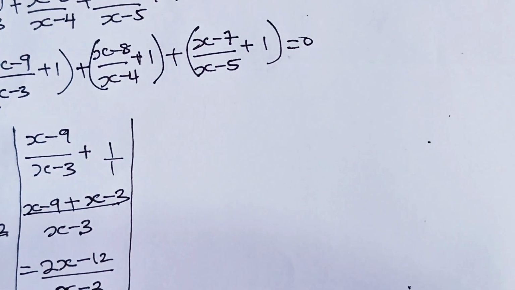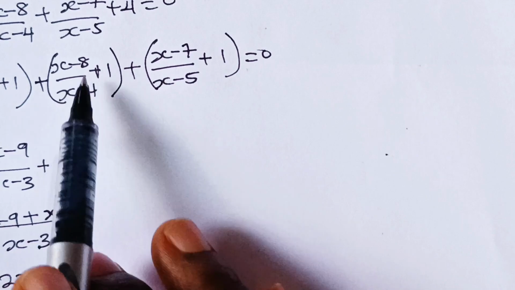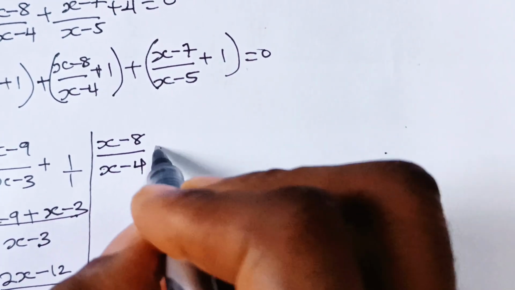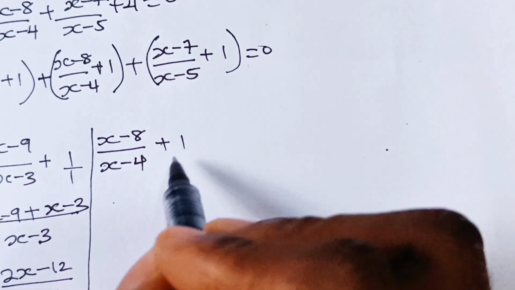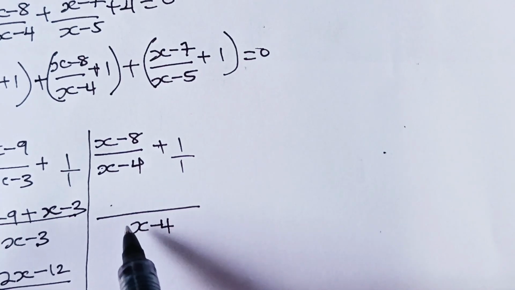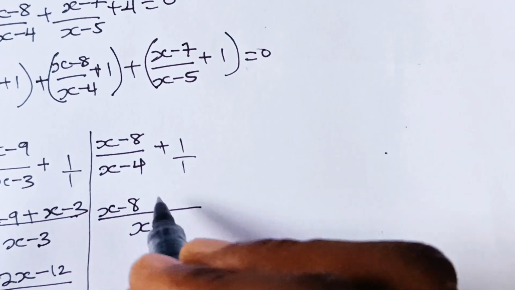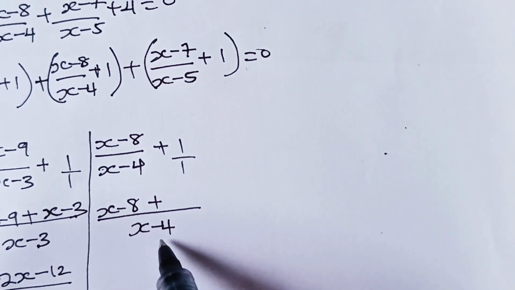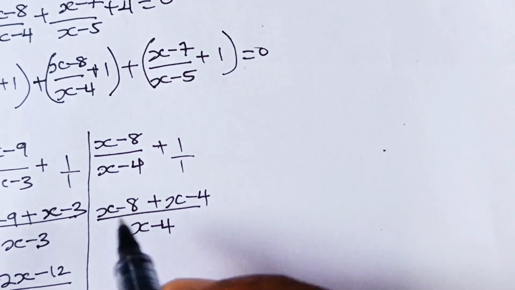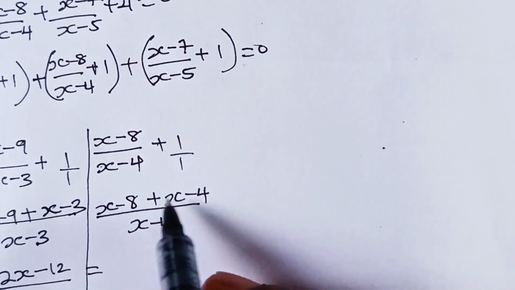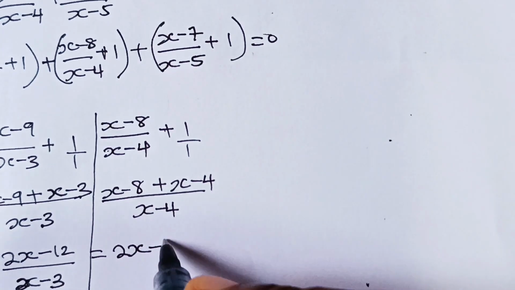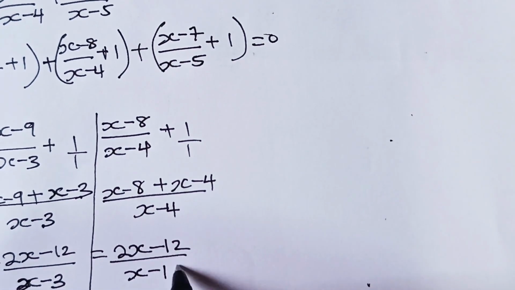Also, if we solve the third one, which is this, (x minus 8) divided by (x minus 4) plus 1, the LCM is x minus 4. When this divides this, we have 1. 1 times this is x minus 8, plus, when this divides this, we have x minus 4 times 1, we still have x minus 4. So this is equal to x plus x gives us 2x, minus 8 minus 4 gives us minus 12, divided by x minus 4.